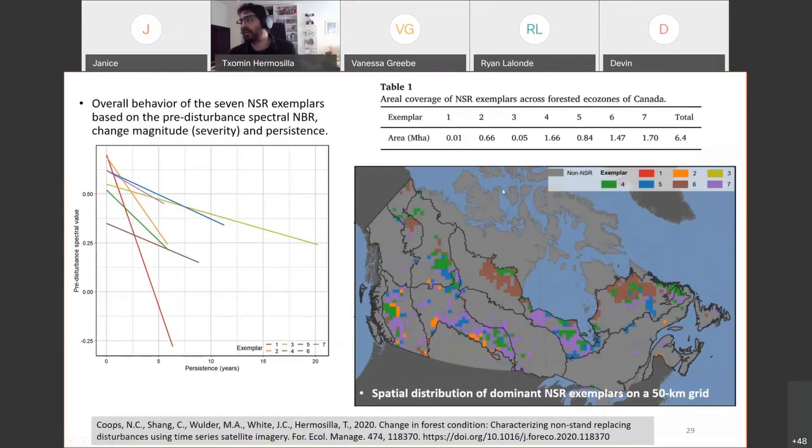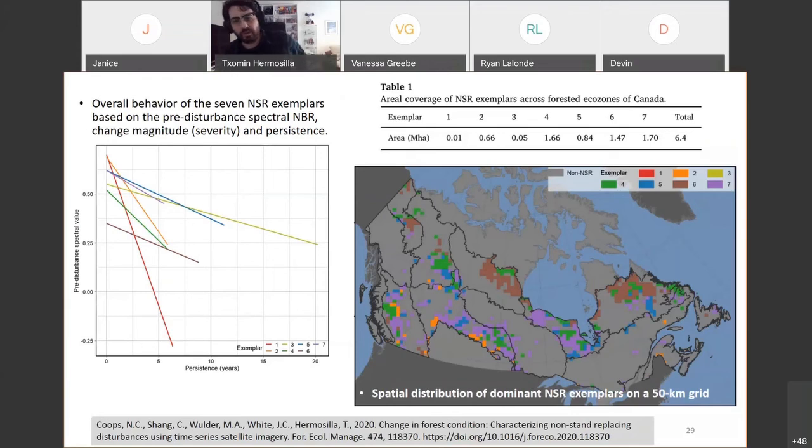So we accounted for the amount that each of these different traits of these different exemplars occupy in Canada's forest. We saw that overall the exemplars 7, 4, and 6, so this purple, this brown, and the green, are the most common in Canada, and the exemplars 1 and 3 are actually the most uncommon.